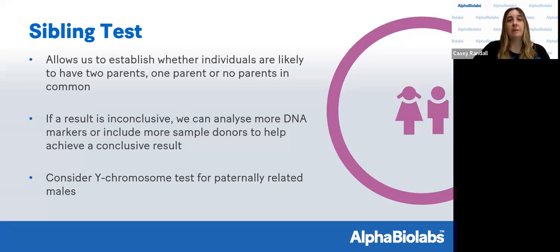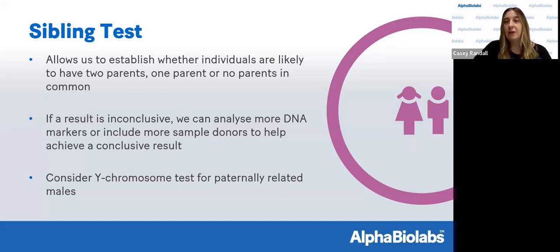So if you know sibling 1 and sibling 2 are definitely full siblings, you know they've got the same mum and dad and there's no question about that, but there's another individual who believes that they might be a half sibling, they might share a father in common, we can also put that into the test, and it becomes more conclusive when you can add more depth to the scenario.